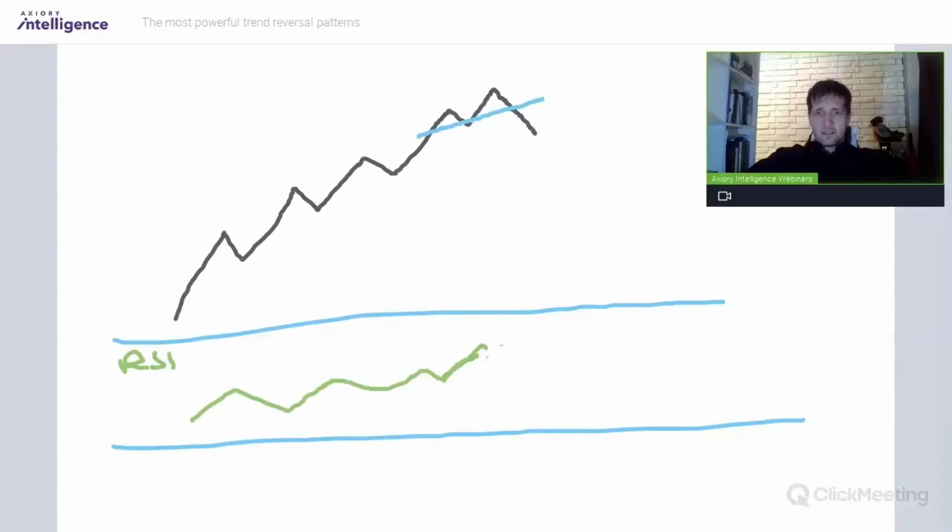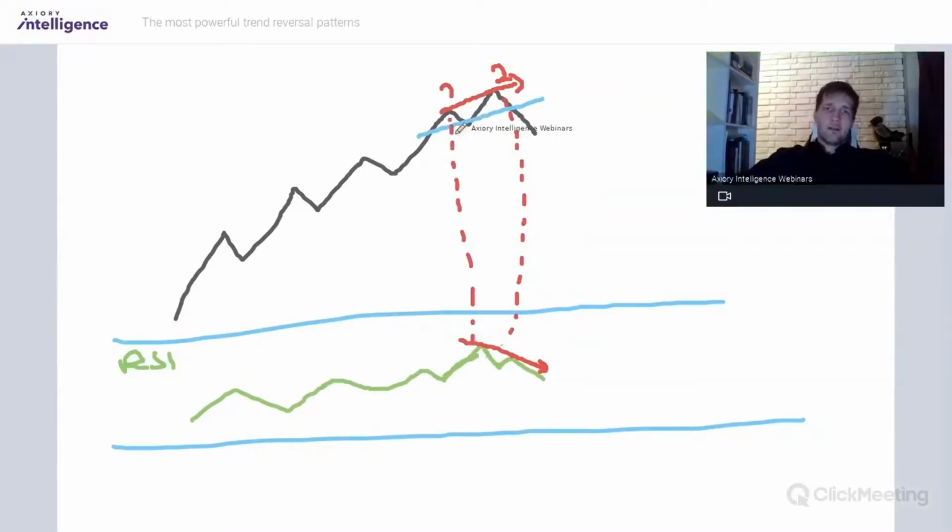You need a divergence if you want to trade double tops or bottoms. So you have something like this, then you have something like this. So you can see that price is making higher highs. First, second top. Second top is higher. And in terms of the oscillator, this one, which should mimic this one, is not higher than the previous one. And this is a divergence, and this is a sell signal.